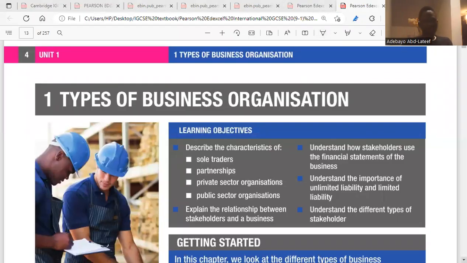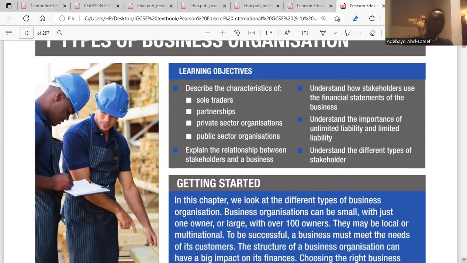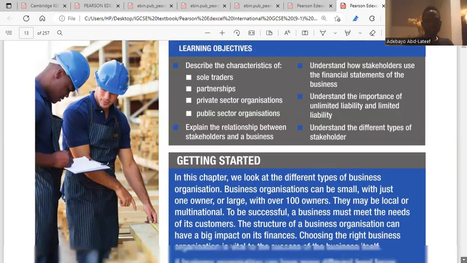We start accounting already. So in chapter 1, types of business organization. When we talk about business organization, we're talking about businesses with their structure, because they have different legal structures. That's why we have to call them separate names. We have the sole trader, the partnership, the private sector organizations, the public sector organizations, and so on. Because of their legal status or legal structure, we have to name them based on what they have.